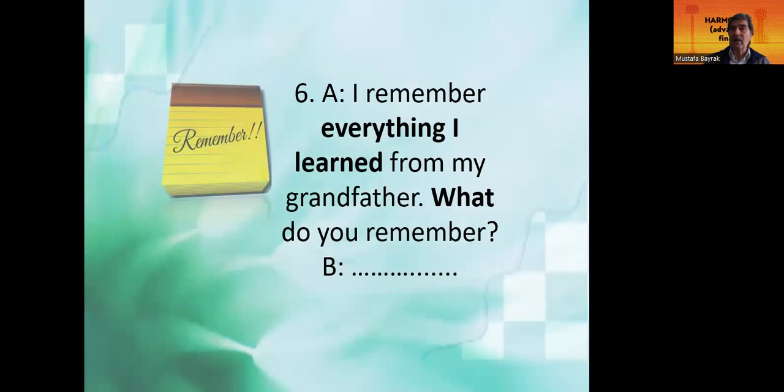I remember everything I learned from my grandfather. I remember now everything I learned from my father 40 years ago. What do you remember? I remember everything I learned from my grandmother. Okay. Of course, if you think about it for a long time, you can produce thousands of sentences. Remember everything. I remember everything I learned. I did. I bought. Okay.